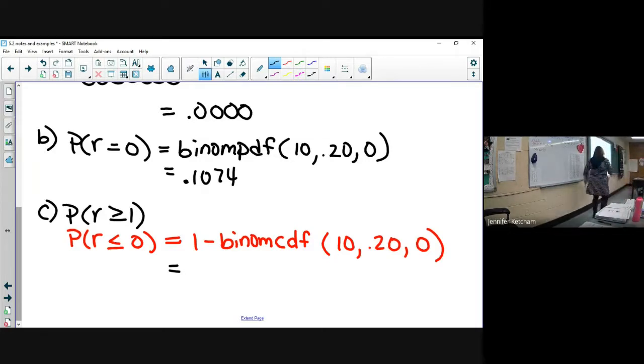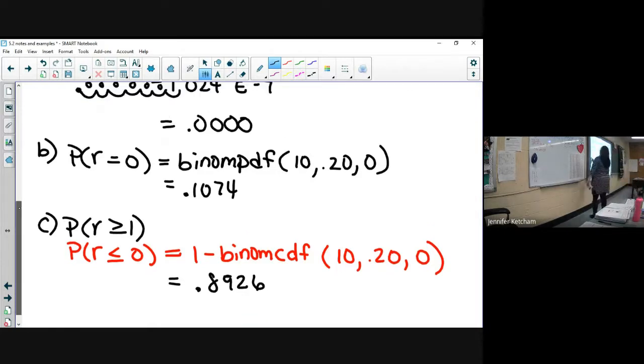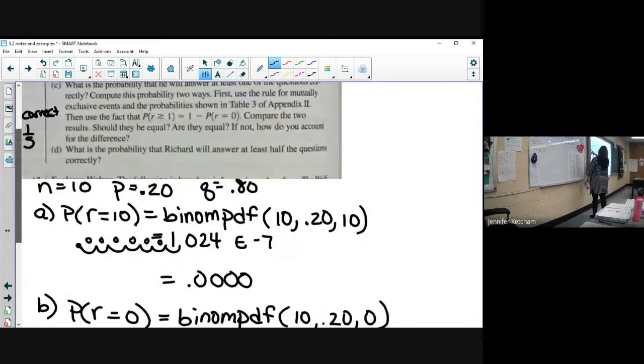What do we got? And should that make sense compared to R equals 0? Yes, really, you could have done 1 minus 0.1074 and gotten that same number. Good? So there's a couple of questions there. Should they be equal? Obviously, we know the answers, but should they be equal?